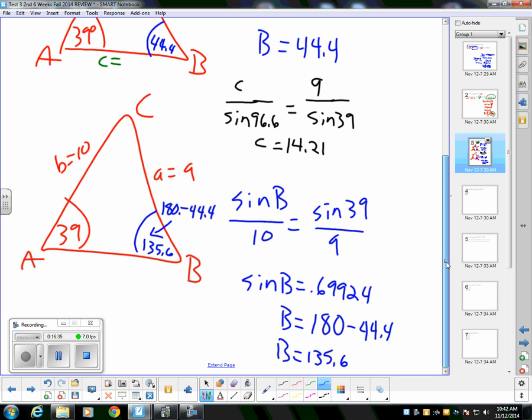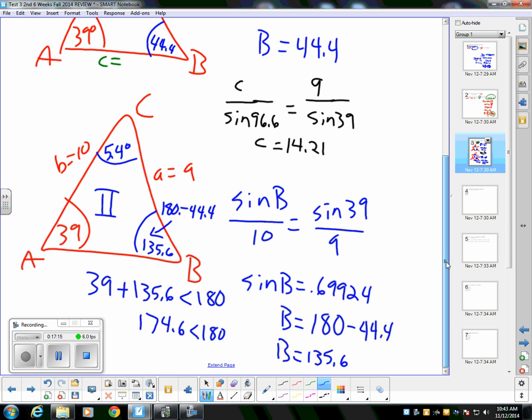So, how would we know that this triangle exists right here? Triangle 2. How would we know? Well, if I take 39 and I add 135.6, is it less than 180 degrees? That's the question. The answer is yes, it is. If I take 39 plus 135.6, I get 174.6, which is less than 180, which tells me then that this angle right here, 180 minus 174.6, is 5.4 degrees.